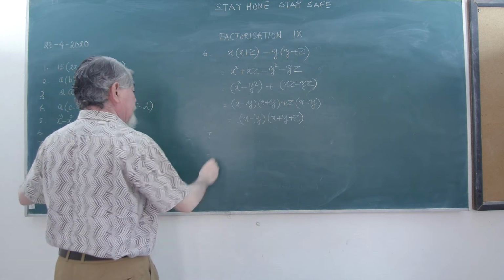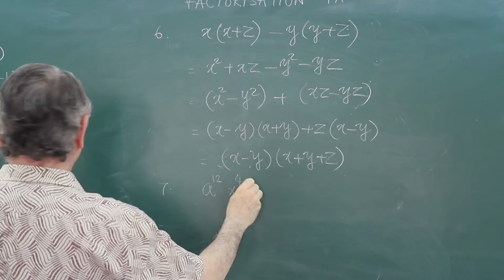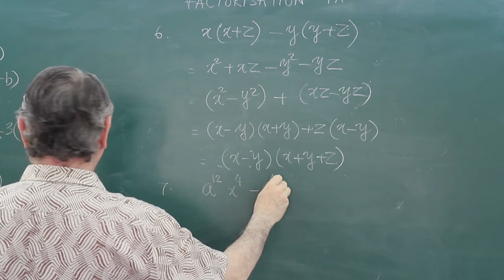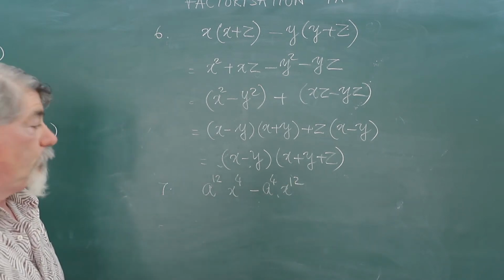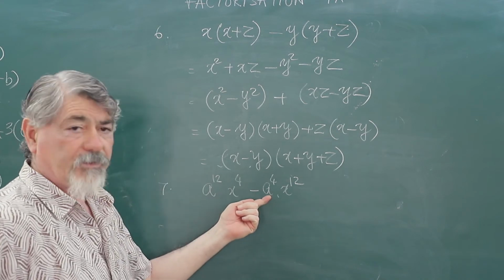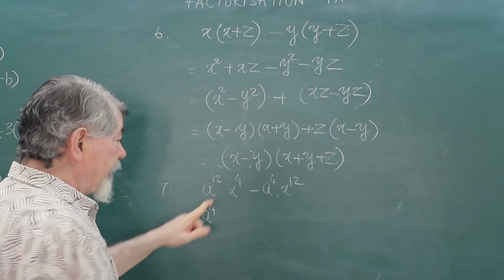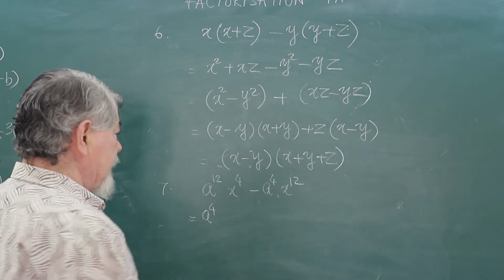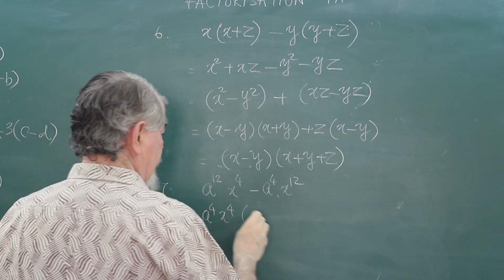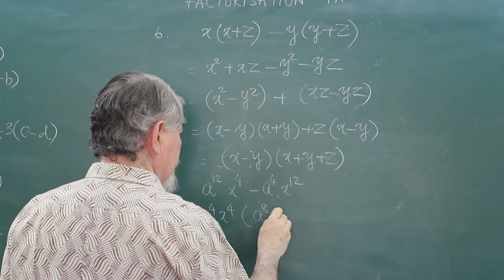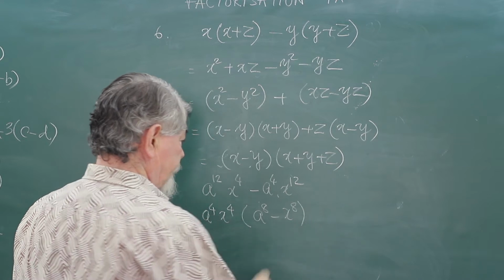Question number 7 is a to the power 12 x to the power 4 minus a to the power 4 x to the power 12. I can take out the common. What is the common? Out of a12 and a4, I can take maximum a to the power 4. And out of x4 and x12, you can take common x to the power 4. So what will be left here? It will be left a to the power 8 minus x to the power 8.